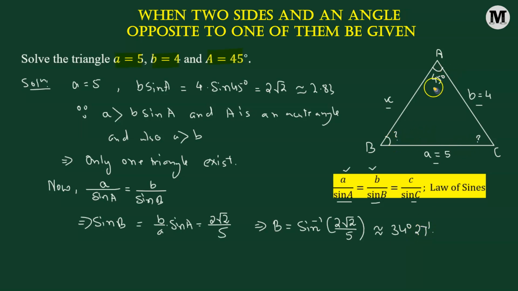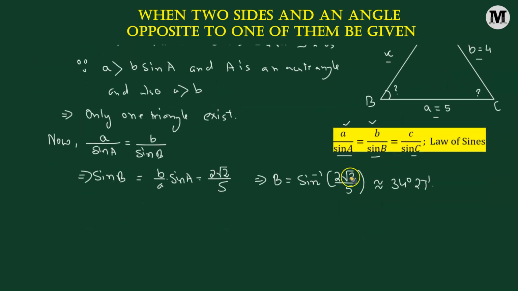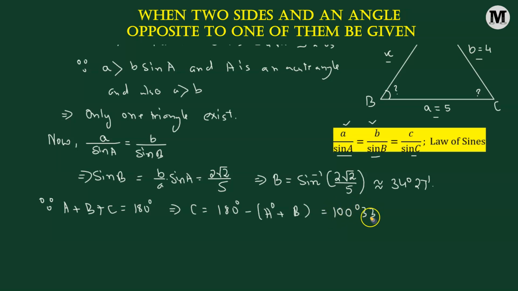Now that we have angle B, we already know the measure of angle A. We can immediately find the measure of angle C. Here we use the fact that A plus B plus C equals 180 degrees. So the measure of angle C is going to be 180 degrees minus the sum of angle A, which is 45 degrees, and angle B, which is 34 degrees and 27 minutes. We'll plug this into a calculator, and this gives us the measure of C as 100 degrees and 33 minutes.